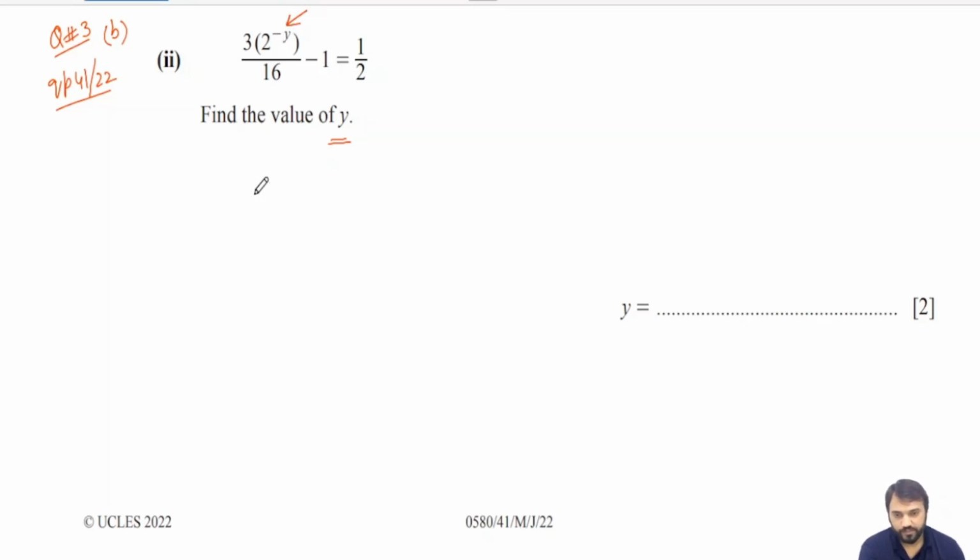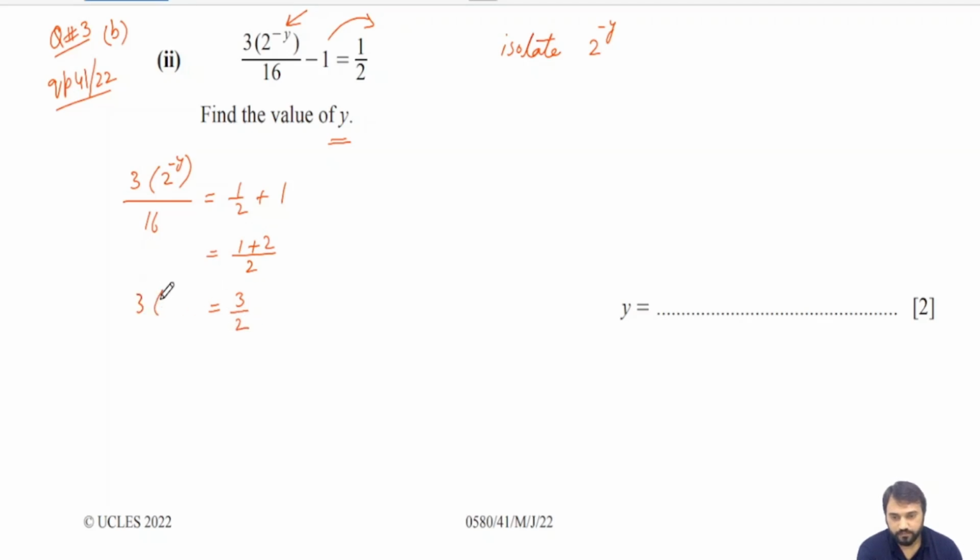So what will be the process? We need to isolate 2 raised to power minus y first of all. For this purpose, the first thing we'll move is minus 1. 3 into 2 raised to power minus y over 16 will be 1 over 2 plus 1. Simplify it. The LCM is 2. 1 plus 2 is equal to 3. So we have 3 over 2.